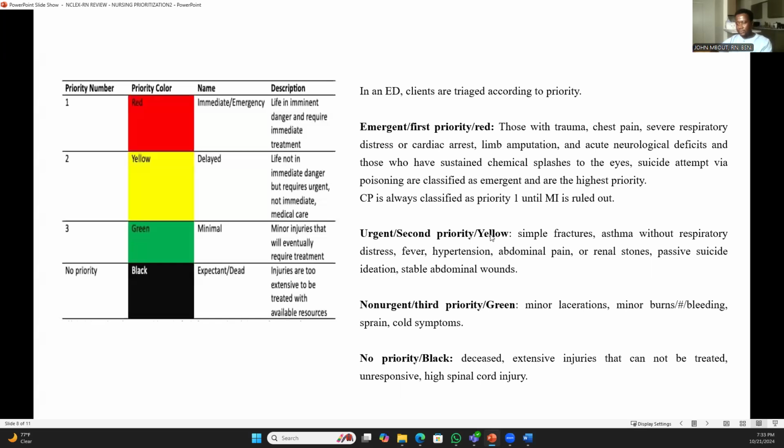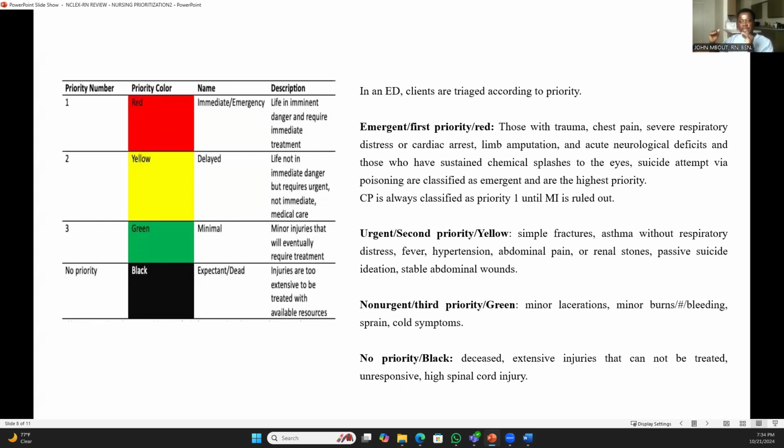This is what I was saying, okay? Priority number one, the red zone, red color, is called immediate, the emergent, which you have to attend to immediately. These are life-threatening conditions: chest pain, trauma, severe respiratory distress, cardiac arrest, limb amputation, these conditions that I've listed here.